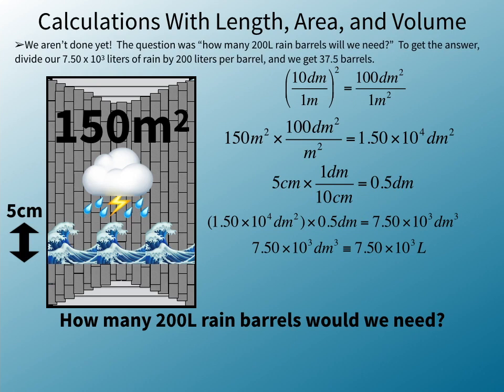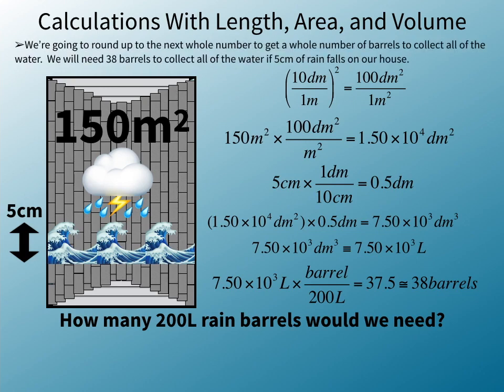We aren't done yet. The question was, how many 200-liter rain barrels will we need? To get the answer, divide our 7.50 times 10 to the third liters of rain by 200 liters per barrel, and we get 37.5 barrels. We're going to round up to the next whole number to get a whole number of barrels to collect all of the water. We'll need 38 barrels to collect all of the water if 5 centimeters of rain falls on our house.